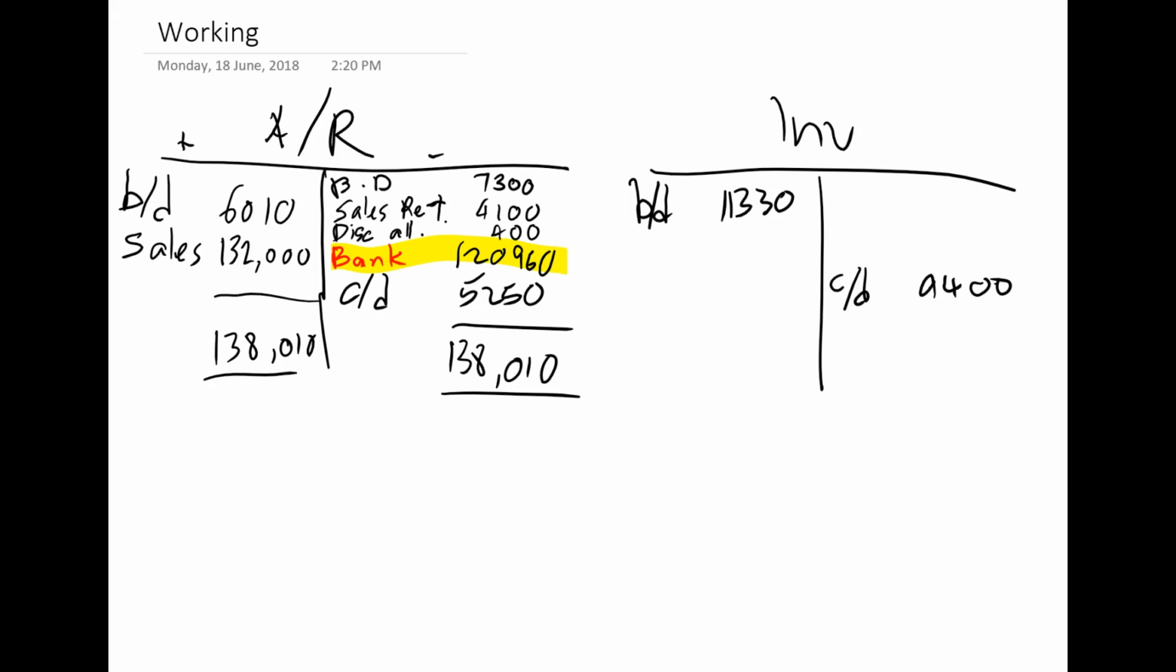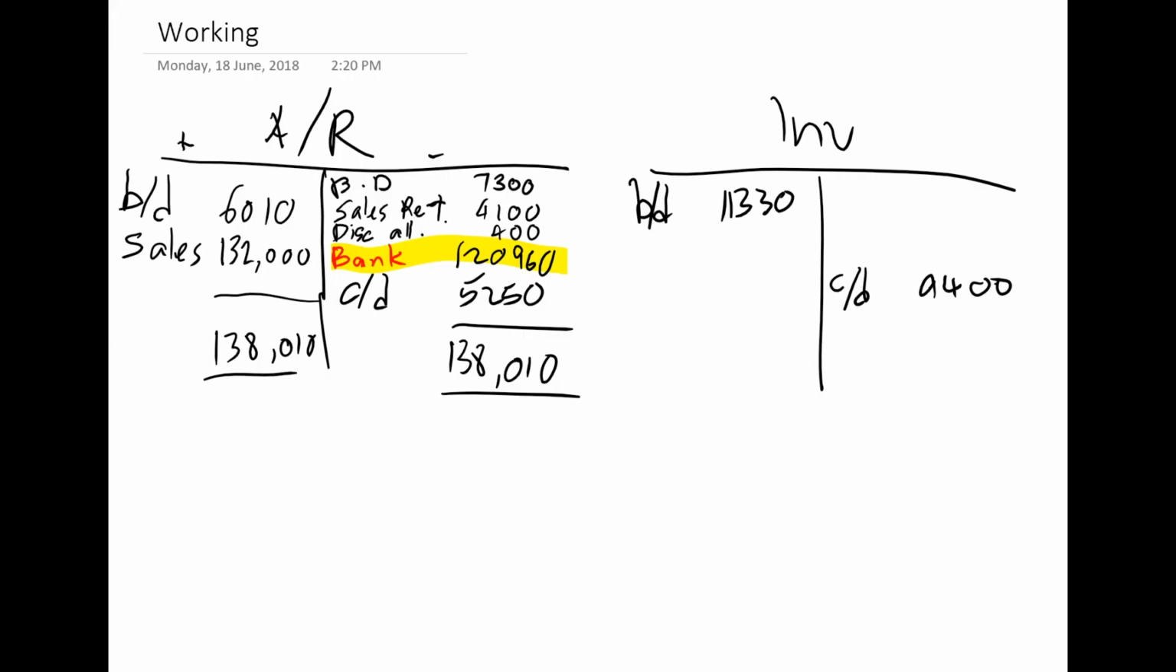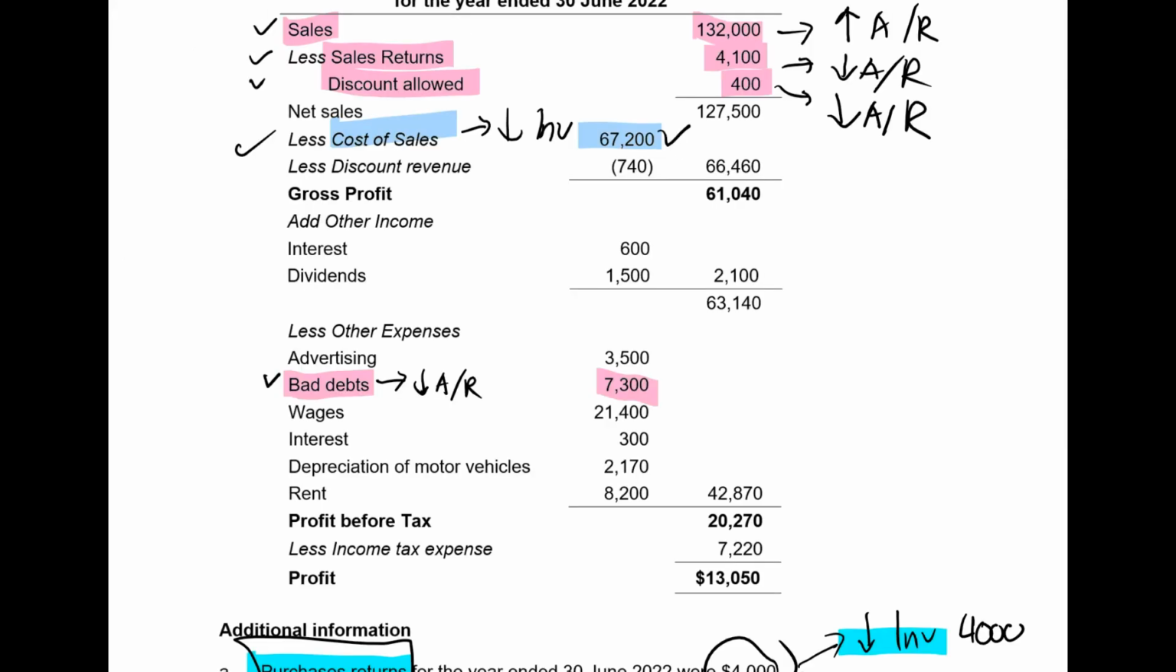So once you are done with this, you must look at the things that will affect your inventory account. The first thing that will affect your inventory account will be your cost of sales. Cost of sales will reduce your inventory account because when you sell your inventory, your inventory will become lesser. So you need to record your cost of sales into your inventory account. So it has to be on the credit side. And your cost of sales figure here is 67,200.